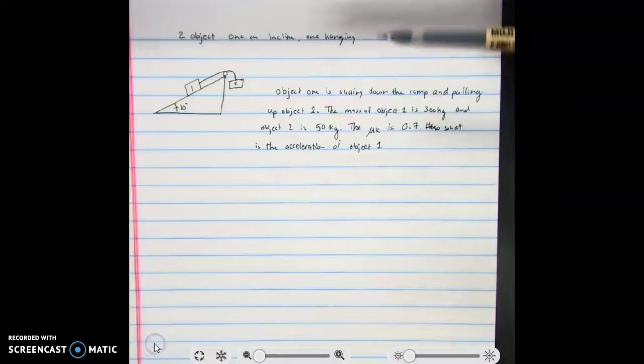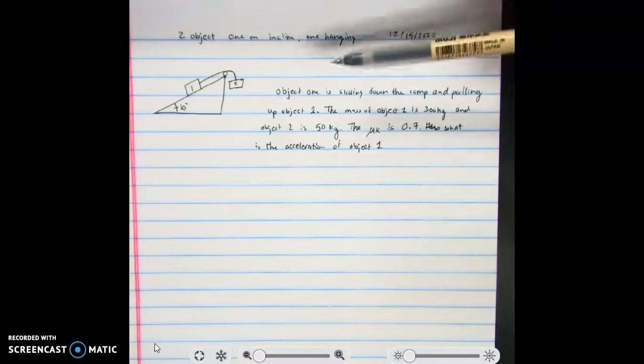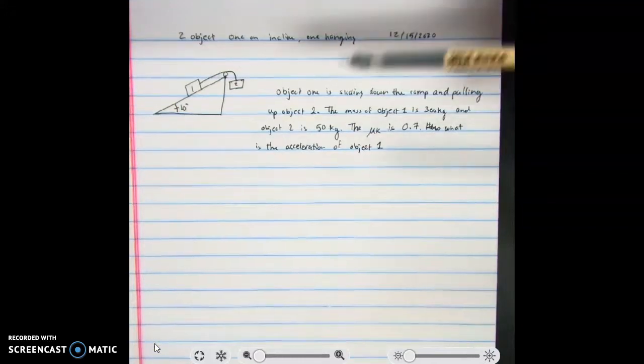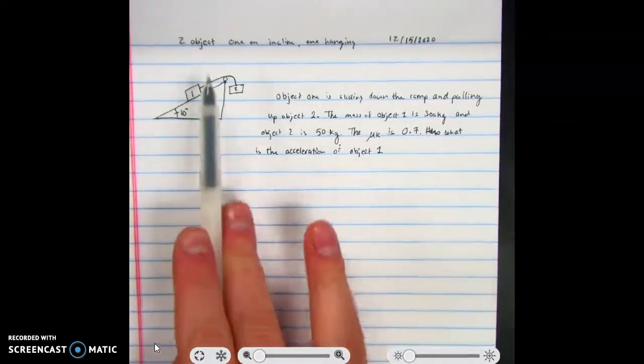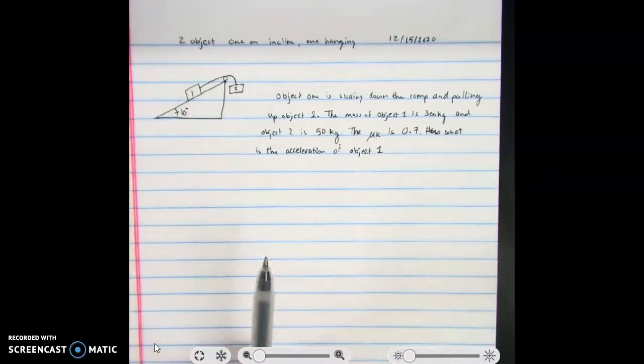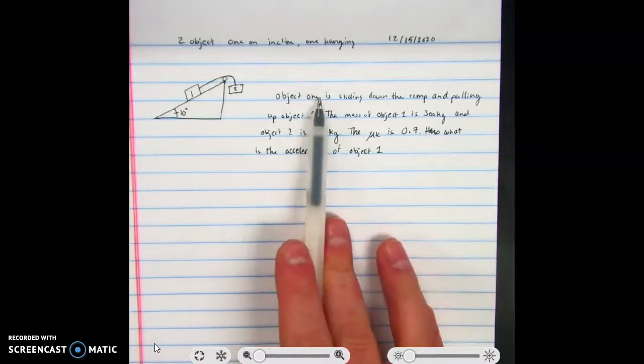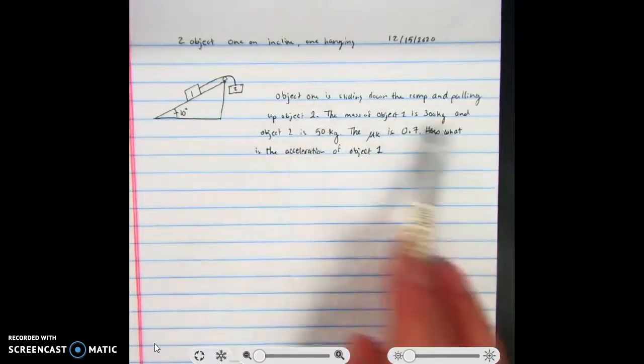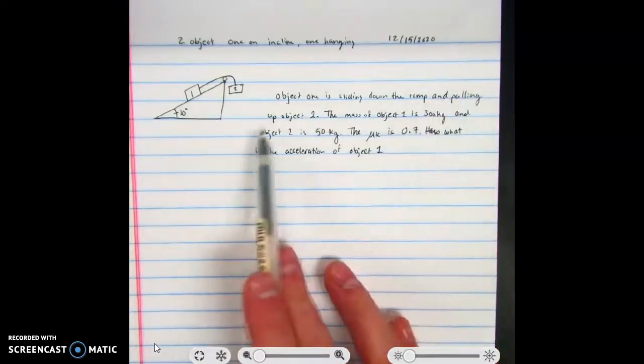All right. Hi again. We're going to take a look at another question on this video. Kind of the same premise, two objects, but this time one is on an incline and one is hanging. Object one is sliding down the ramp and pulling up object two.